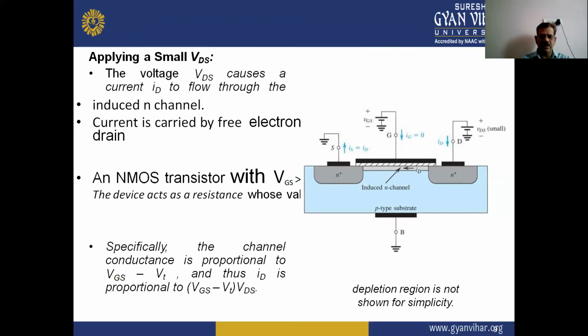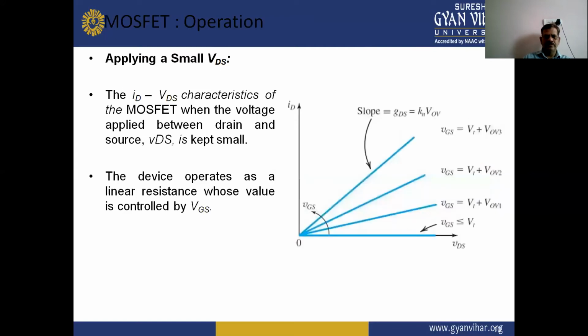In an n-MOSFET transistor, in that case VGS is greater than VT, the device acts as a resistance, and specifically the channel's conductance is proportional to VGS minus VT, and thus ID is proportional to VGS minus VT times VDS. Now, applying a small VDS, these are the ID versus VDS characteristics of the MOSFET, between drain current versus drain to source voltage for different VGS, gate to source voltage.